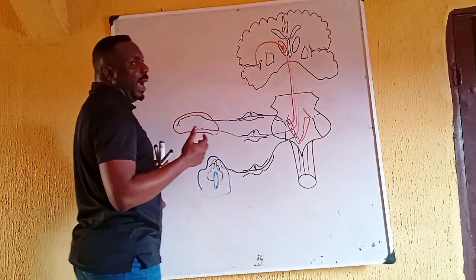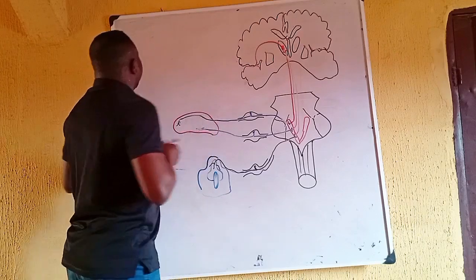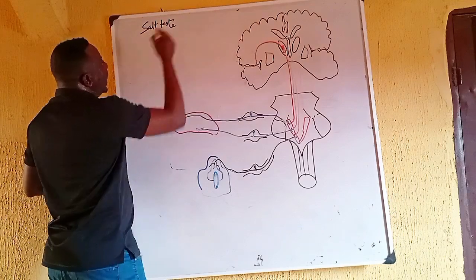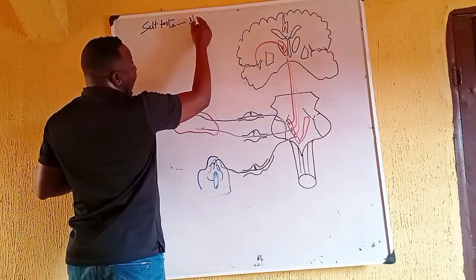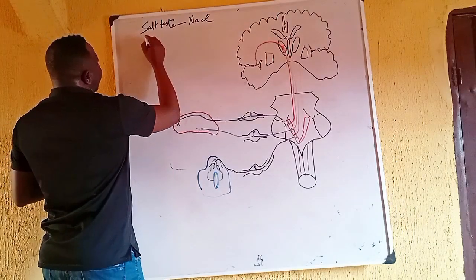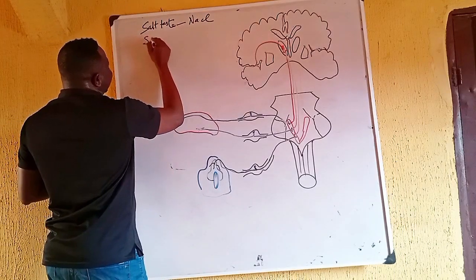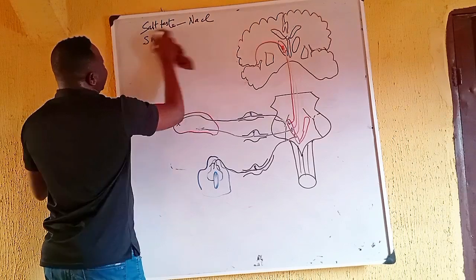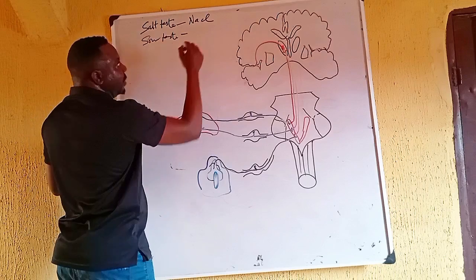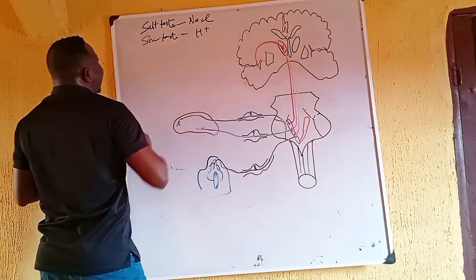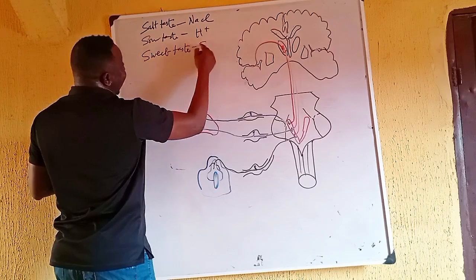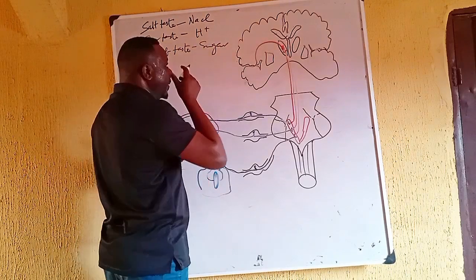Now, let's talk about the types of taste that we have. We have the salt taste. The salt taste is mediated by sodium chloride. We have the sour taste. The sour taste is mediated by protons like hydrogen ion. We have the sweet taste. Sweet taste is mediated by sugar, alcohol, and all that.